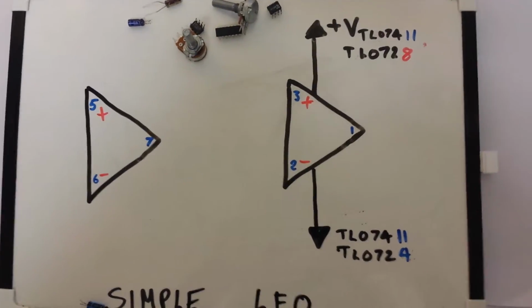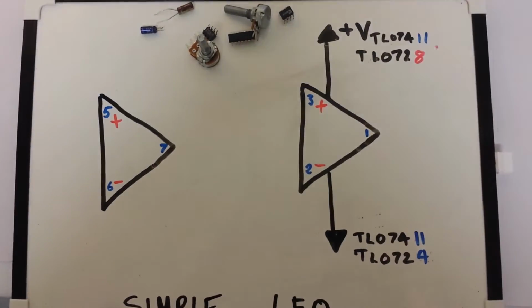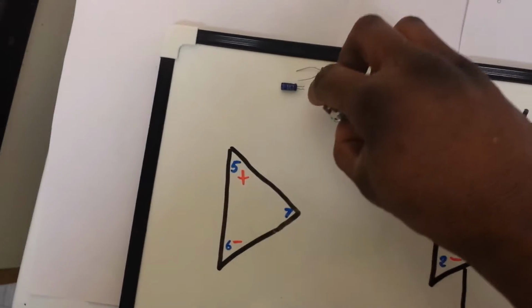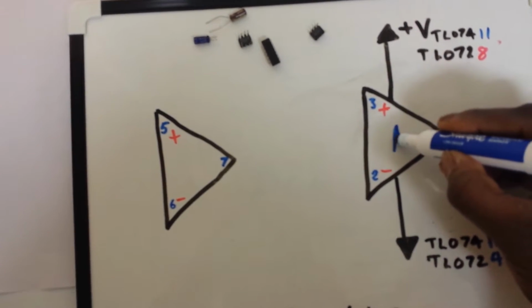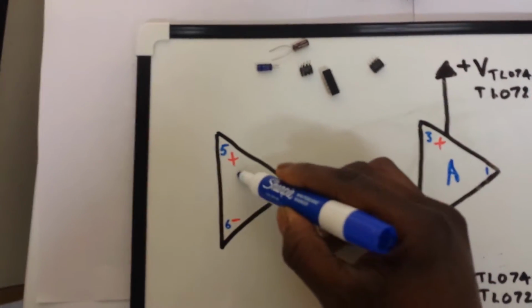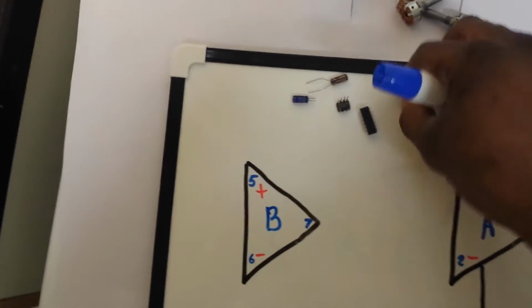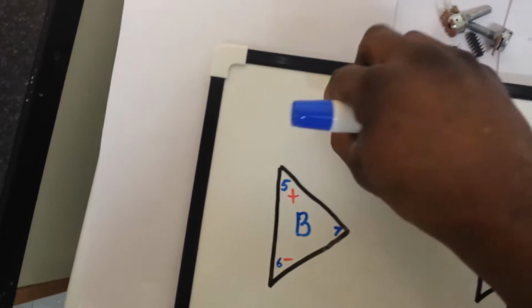Now if we look at these op amps here, we have a gain, we're going to call this A, and we are going to call this part B.